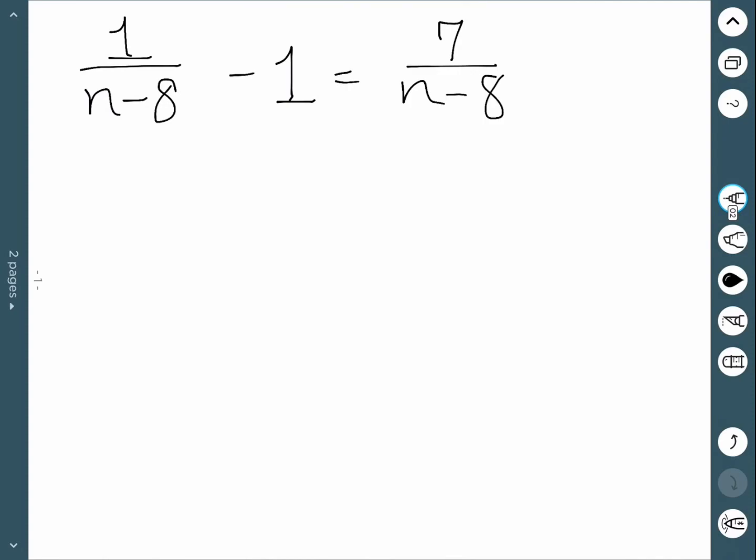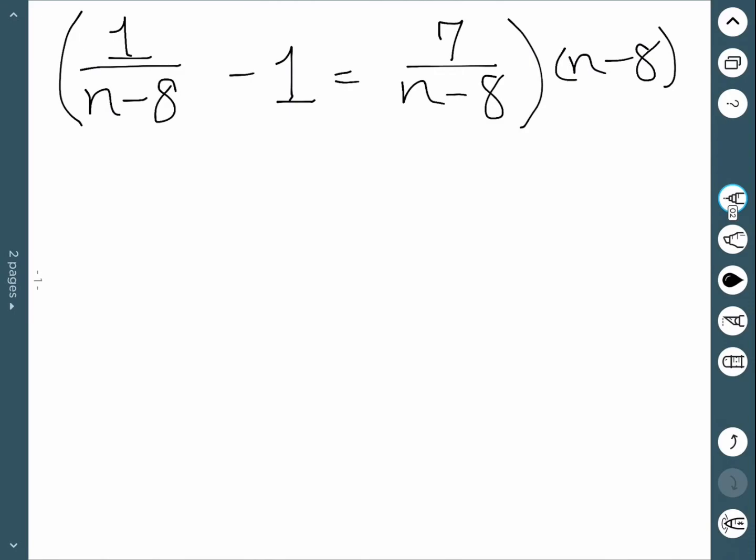If you think back whenever you first learned about solving equations, you probably learned to clear your fractions anyway when you're dealing with linear equations. And we did that by just multiplying by the denominator, so that's all we're going to do here. Let's multiply both sides by the denominator, n minus 8.